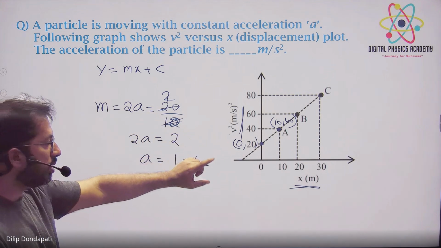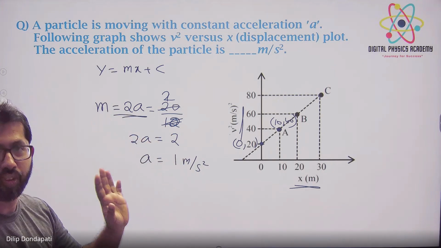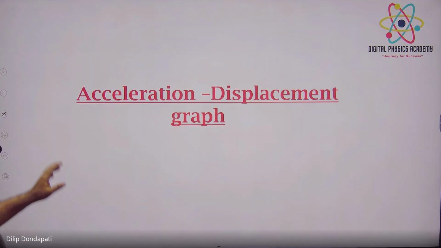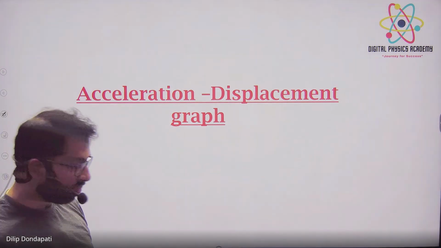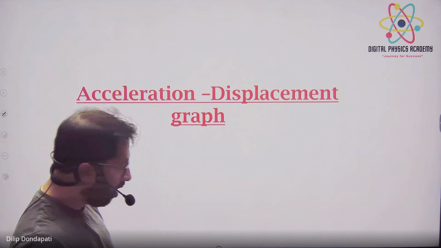So whenever a v square versus displacement graph is given, the slope is twice the acceleration, that is the answer. Chalo, karo. Now acceleration displacement graph. Last graph, it will be finished. All graphs will be done.